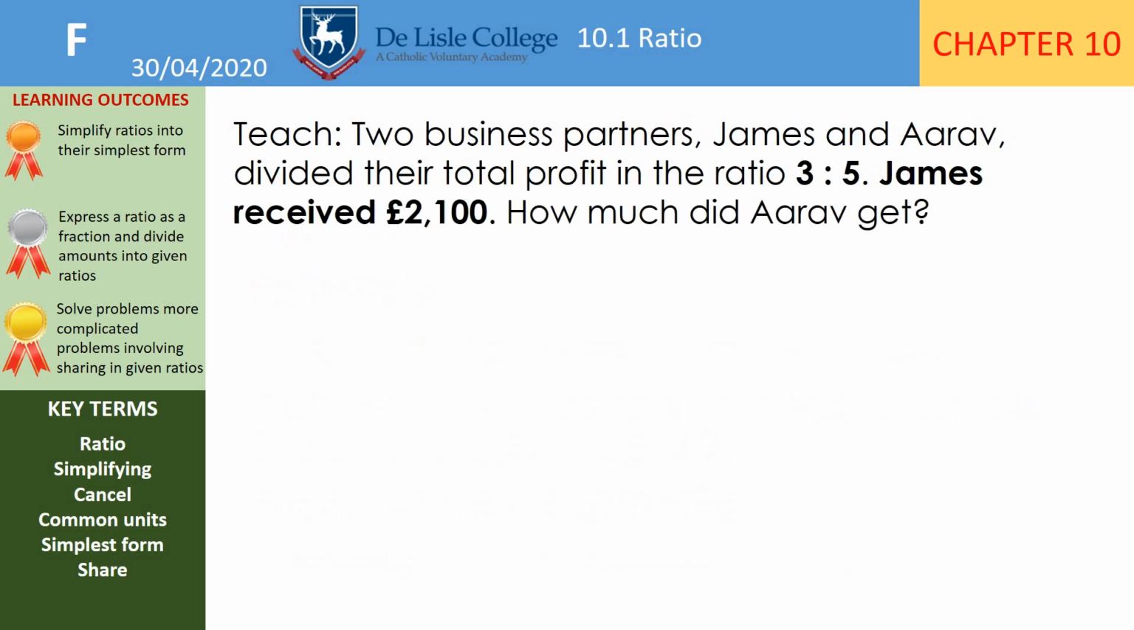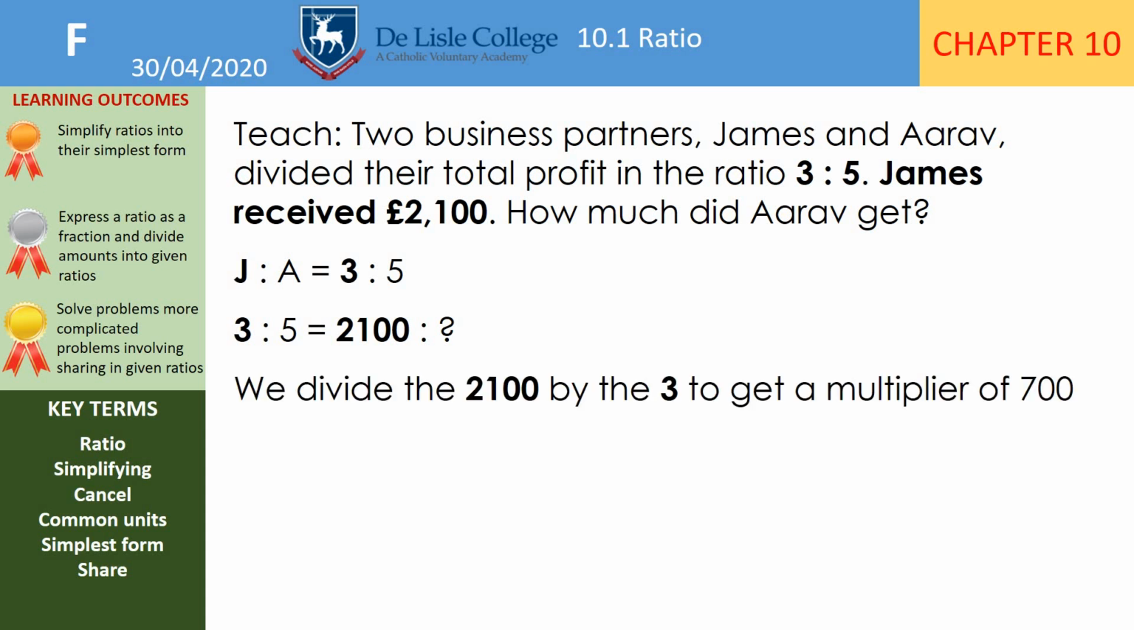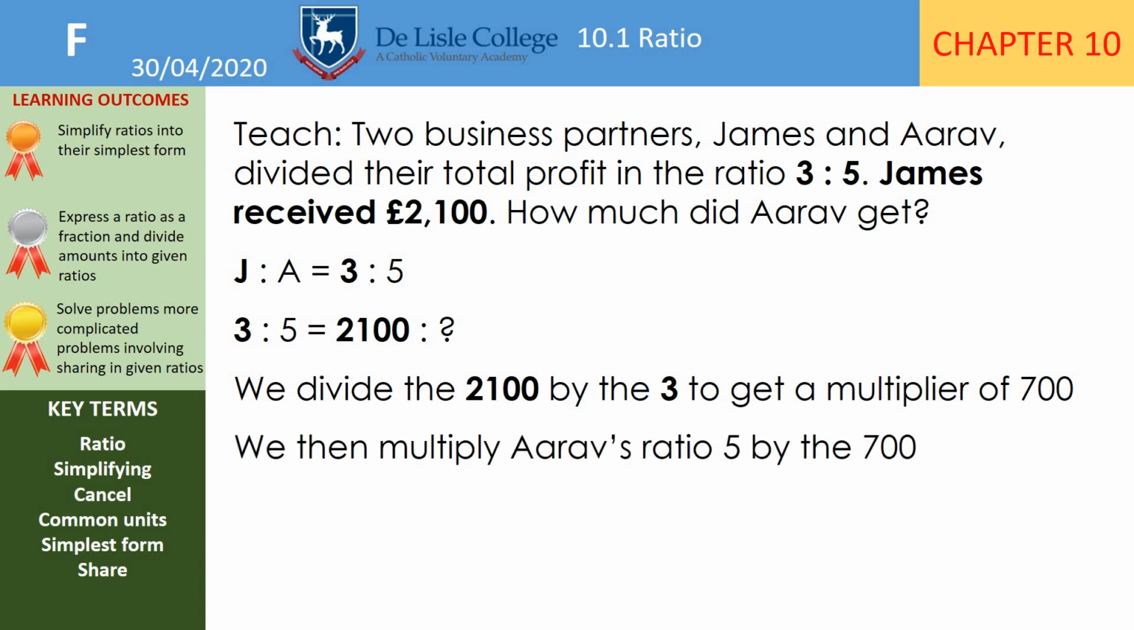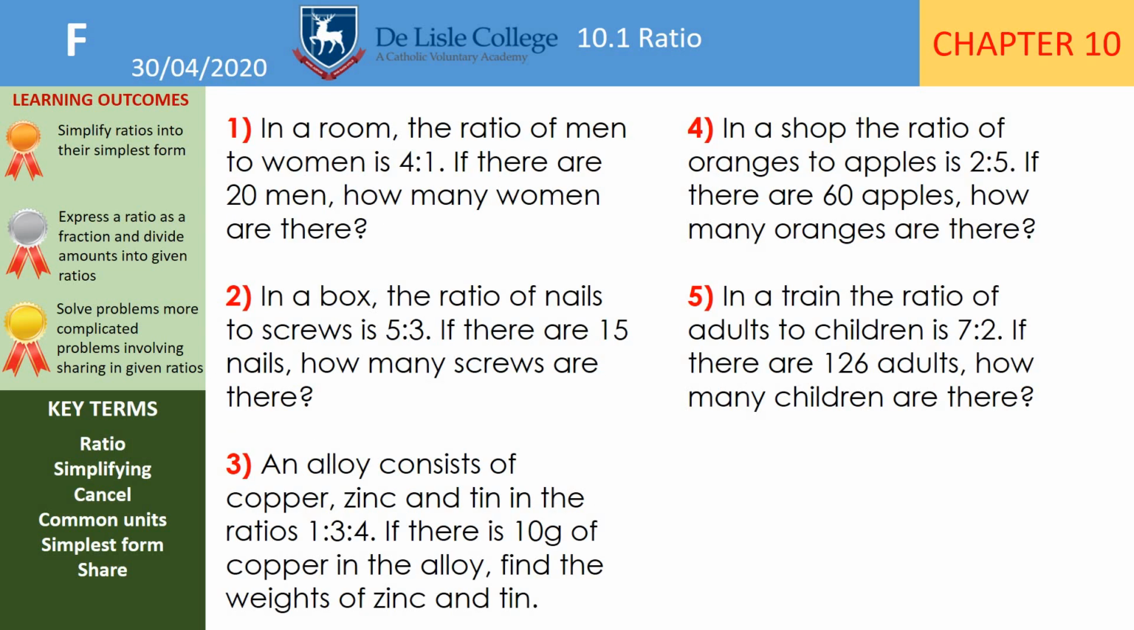Example 2. Two business partners, James and Arav, divided their total profit in the ratio of 3 to 5. James received 2,100. How much did Arav get? Start off with the ratio, J to A, 3 to 5. James has become 2,100, so 3 to 5 is 2,100 to what? Same as before, we work out the multiplier, dividing 2,100 by 3 to get a multiplier of 700, and then we multiply Arav's ratio 5 by that 700. So Arav got 5 times 700, 3,500.